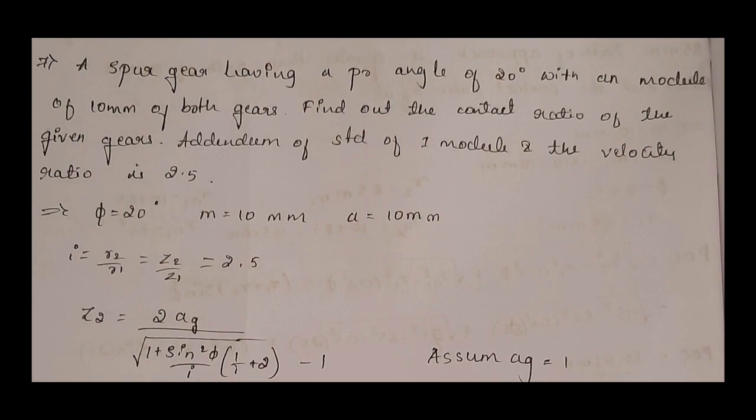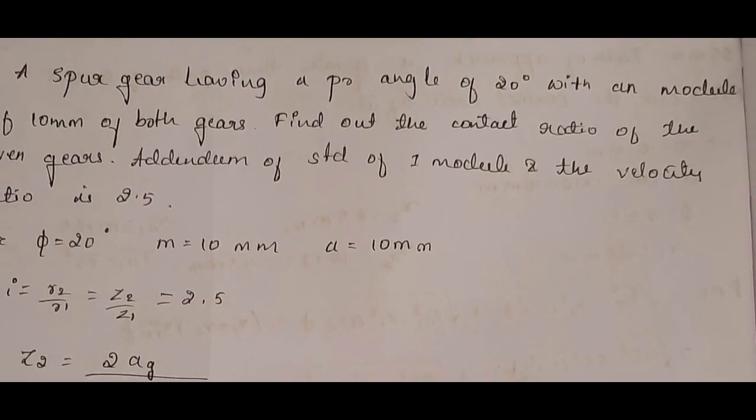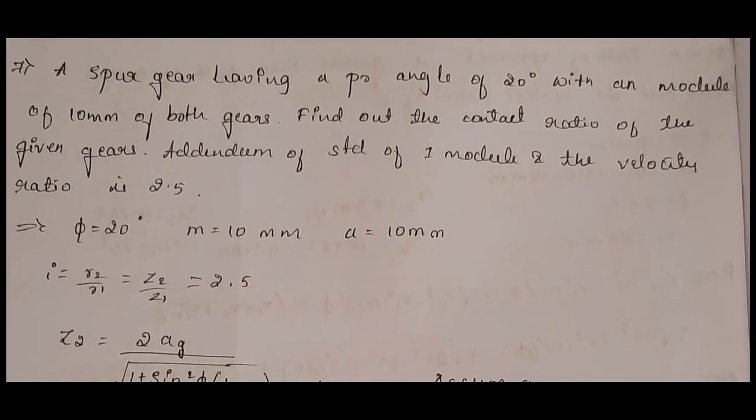So now, visualizing the statement of the problem, what will we feel? This is somewhat tricky compared to the previous one we discussed. It's difficult for you to find the solution, but not that difficult. Look at what data is specified in the problem. What we need to find out is actually the contact ratio.